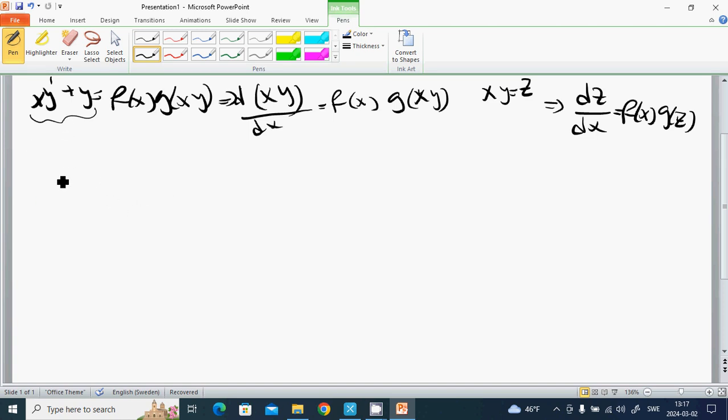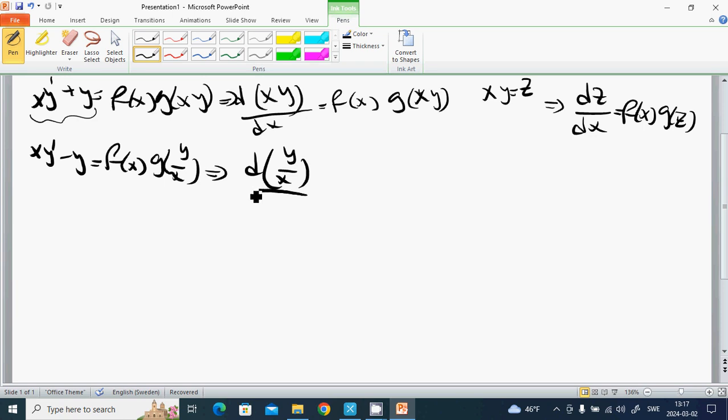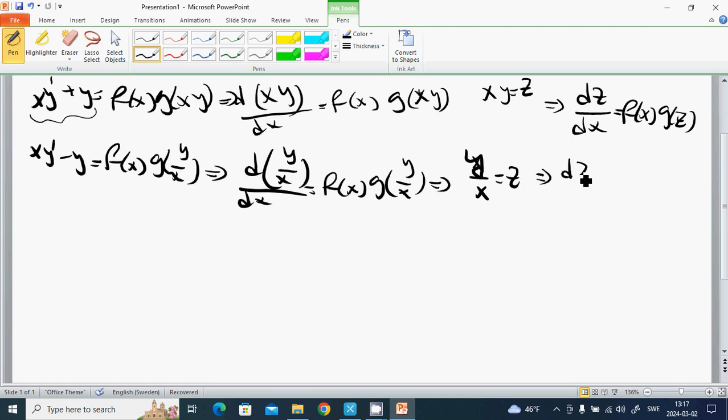And if this one is x y prime minus y equals f of x g of y divided by x, then it is d of y divided by x over dx equals f of x g of y divided by x, then y divided by x is z. Then we have dz/dx equals f of x g of z again.